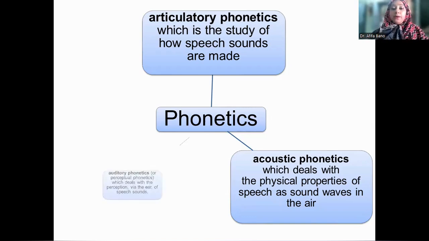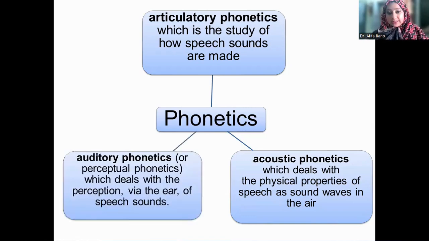Okay. The other branch of phonetics is auditory phonetics. Auditory phonetics is actually the branch of phonetics which deals with the perception of speech sounds via the ear. The ear also has many parts, and not all the parts of our ear are responsible for hearing. Which part of the ear is actually responsible for receiving the sound, and how does it work? All these mechanisms are studied in auditory phonetics.